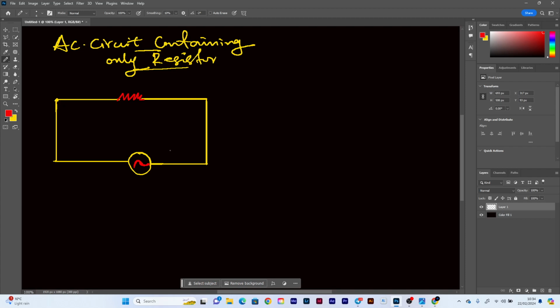So when you see the symbol, remember what it is. It symbolizes alternating current. Okay, sir.